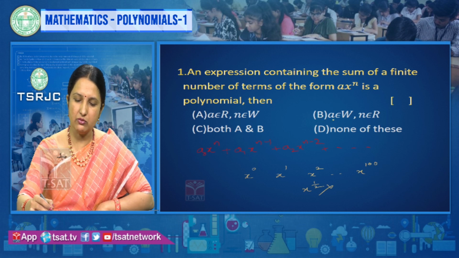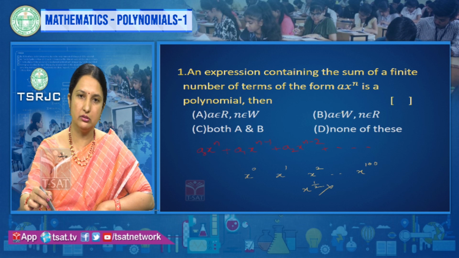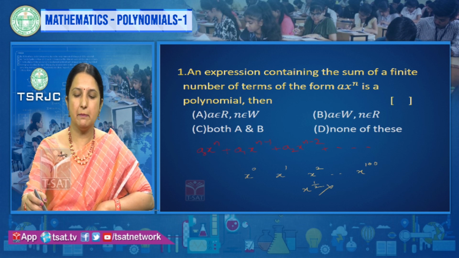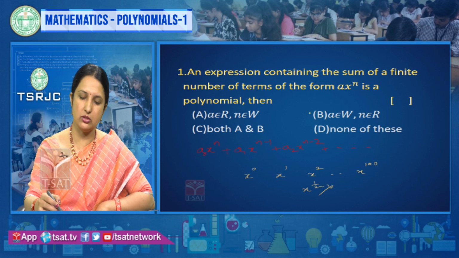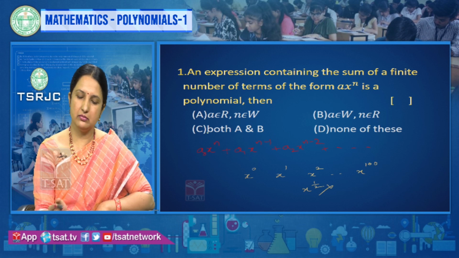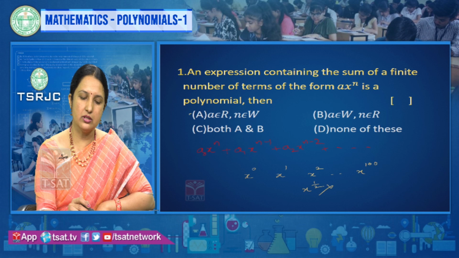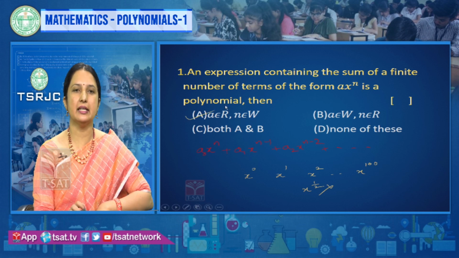In the second option, what is given? a belongs to W. That means the coefficients are whole numbers and the powers are real numbers is given. So, it is completely wrong. If B is wrong, then both A and B is also wrong. None of these is not correct. So, option A is the correct one.